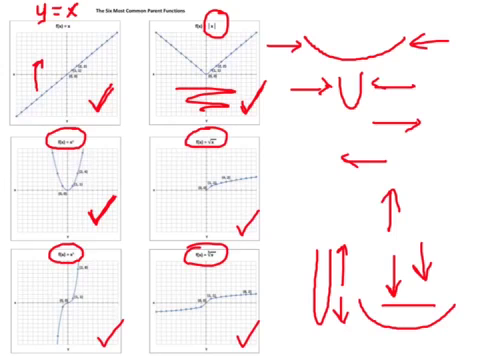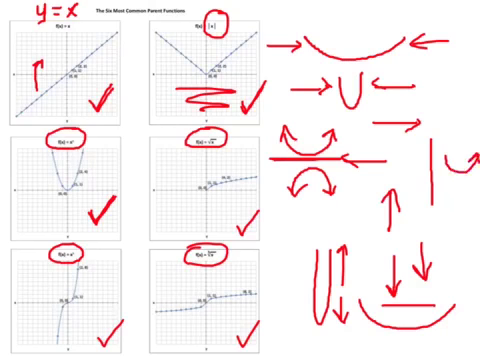So you may recall all those things can happen, as well as we can have it reflected. So if it was up to begin with, we reflect it over the x-axis and then it goes down, or we could reflect something over the y-axis, so it would go this way.